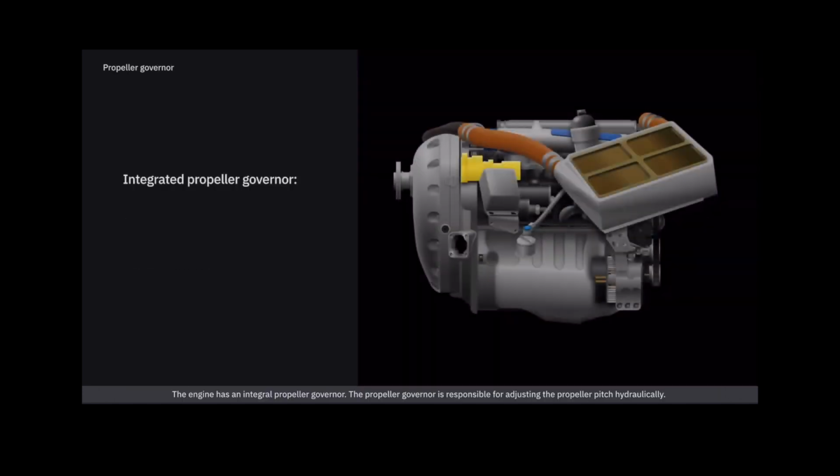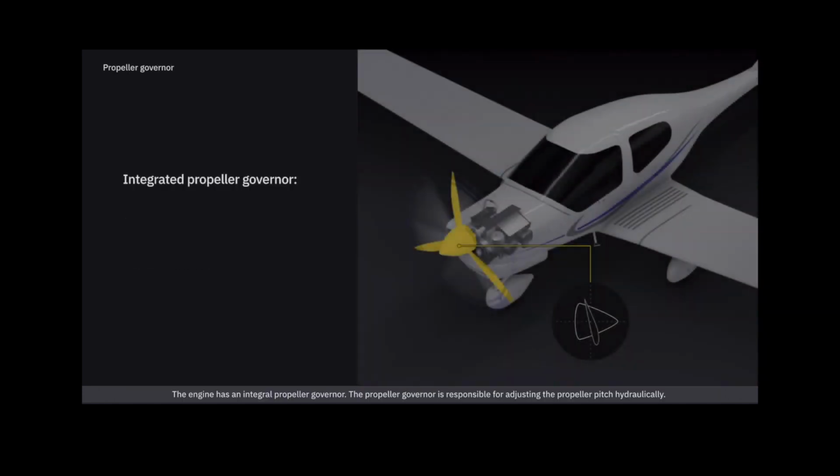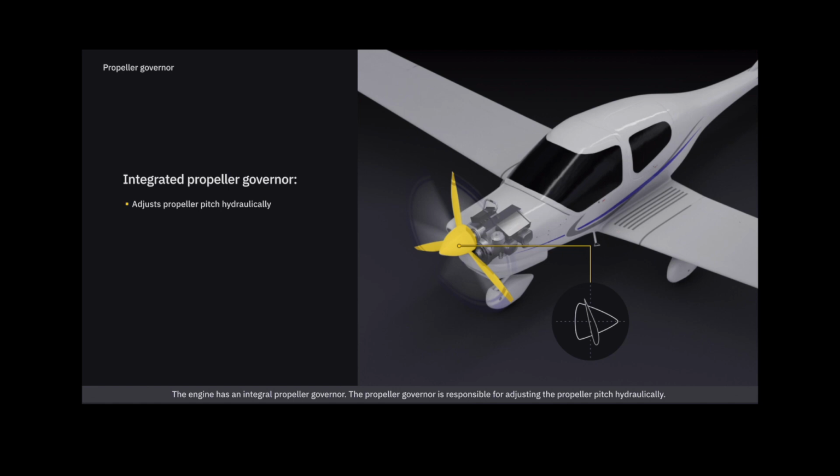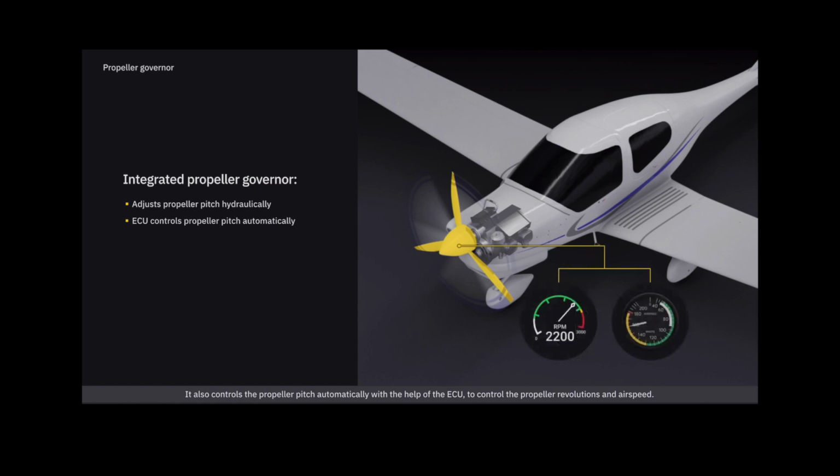The engine has an integral propeller governor. The propeller governor is responsible for adjusting the propeller pitch hydraulically. It also controls the propeller pitch automatically with the help of the ECU to control the propeller revolutions and airspeed.